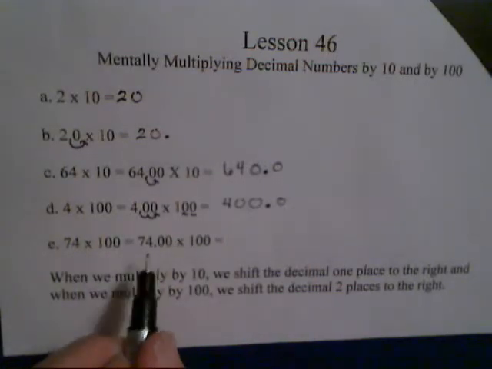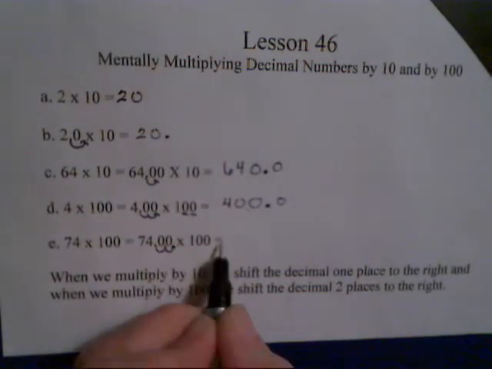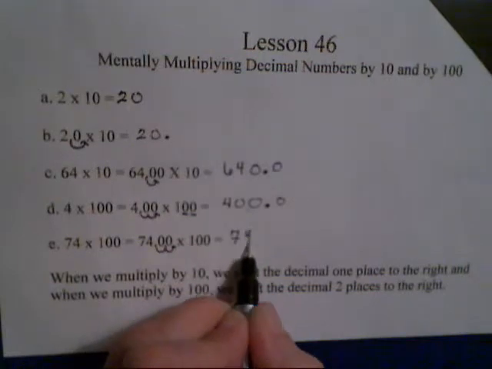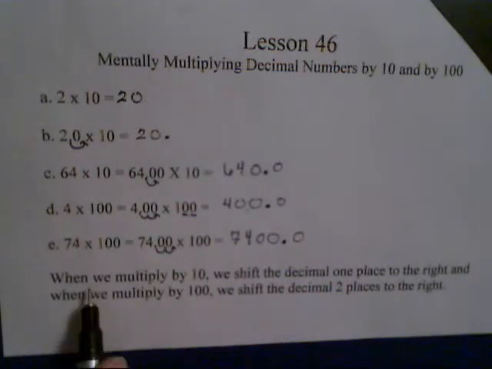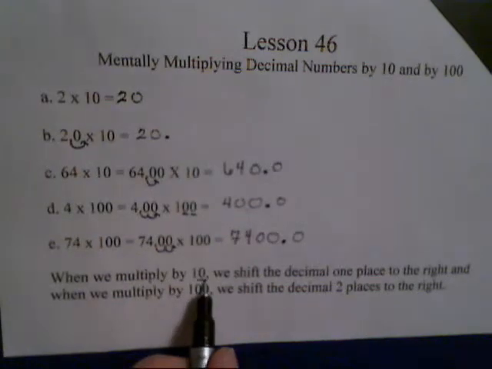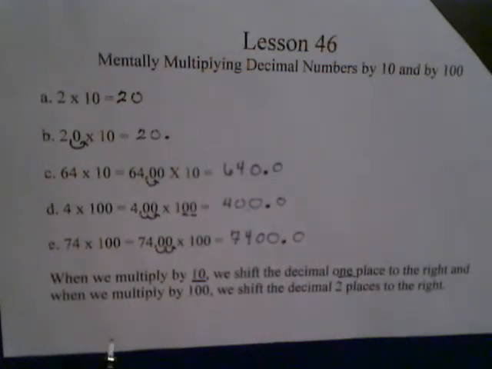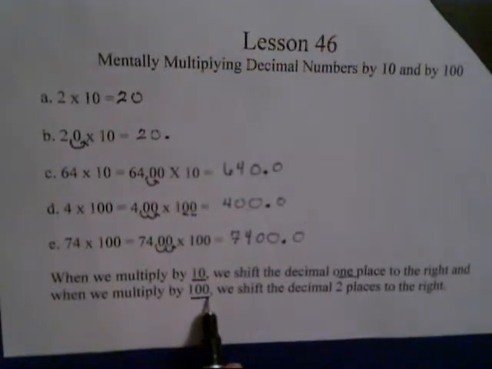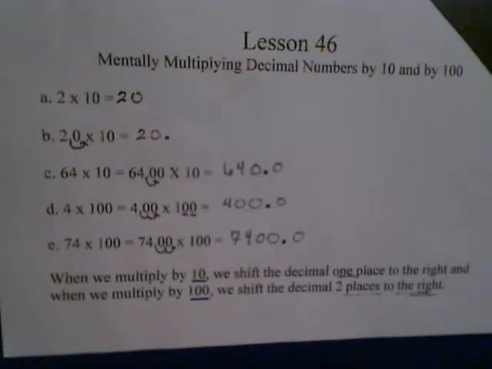So here's 74 times 100. When I have 74.00 times 100, I take my decimal, move it over 2 spots, and I get 7400. And that's where my decimal will go, and I can put a 0 after it to make it look pretty. So the rule is, when we multiply by 10, we shift the decimal one place to the right. And when we multiply by 100, we shift the decimal 2 places to the right.